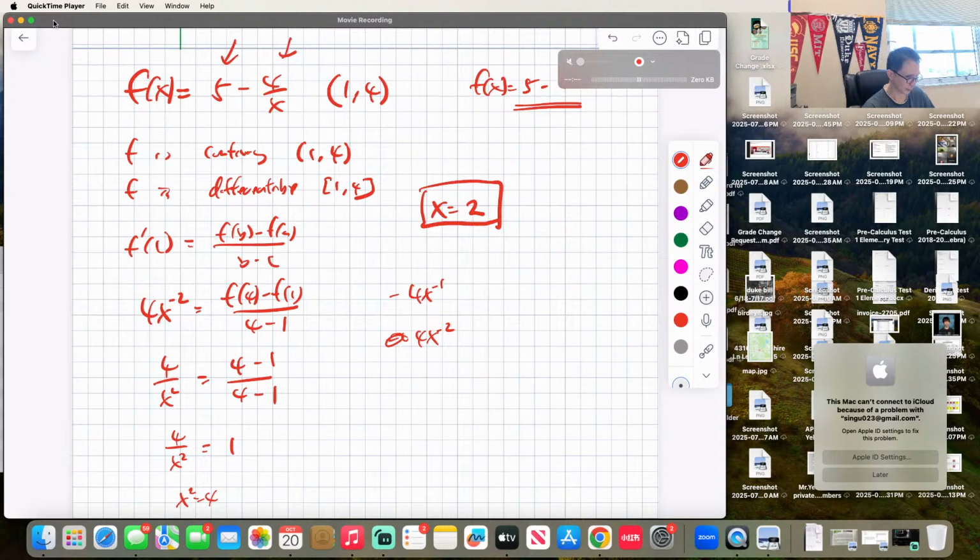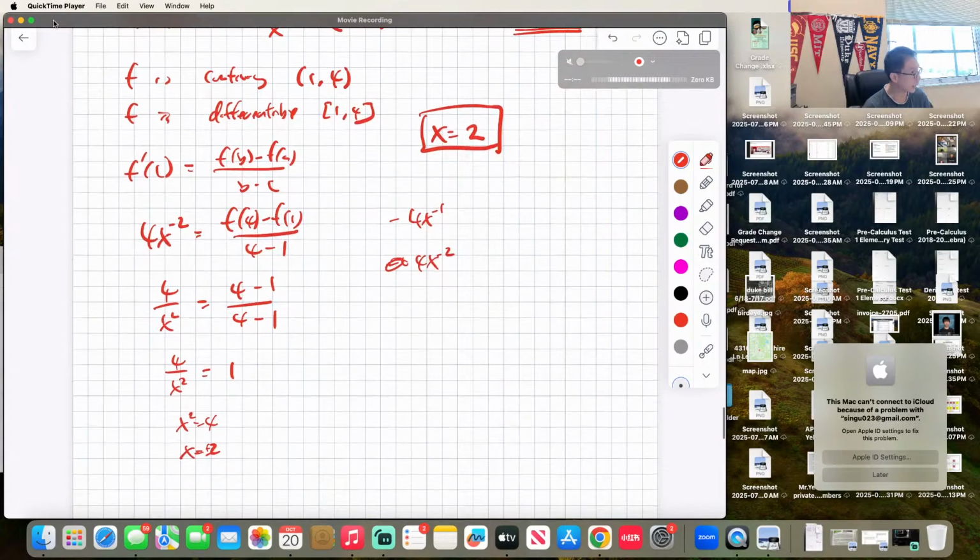When you were plugging in F4 minus F1, did you plug it into the original function? Yeah, I didn't plug in the derivative. Okay, is that okay? So you guys can get started with the homework.